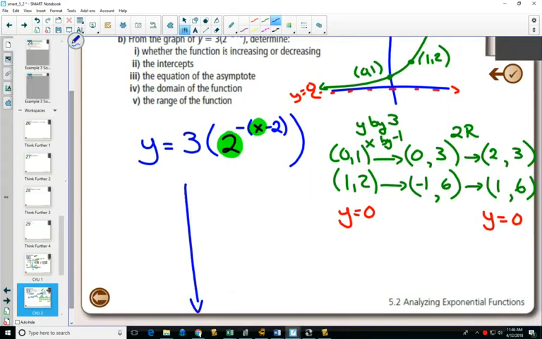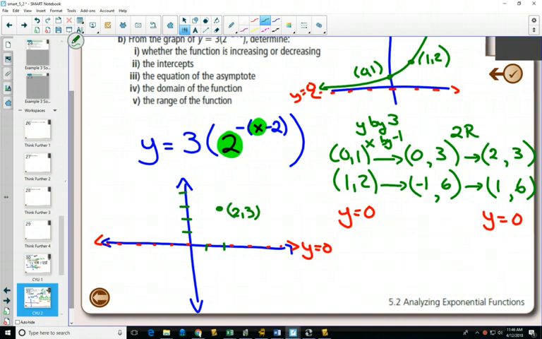So when we go to graph our final graph, I always like to start with my asymptote at y equals 0. Plug in our points. We've got the point (2, 3), and we have the point (1, 6). So with those 2 points and our asymptote and knowing the general shape towards our asymptote, make sure you add arrowheads on both ends to show that it increases and goes up forever.